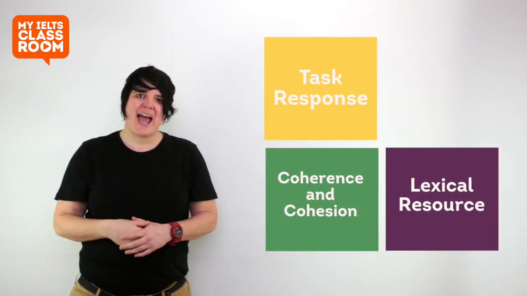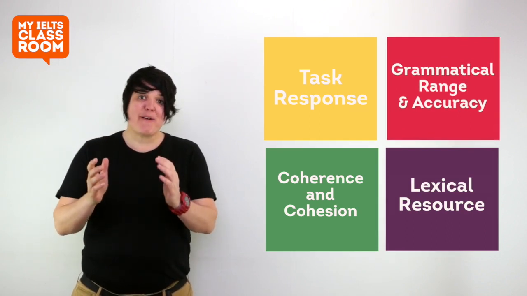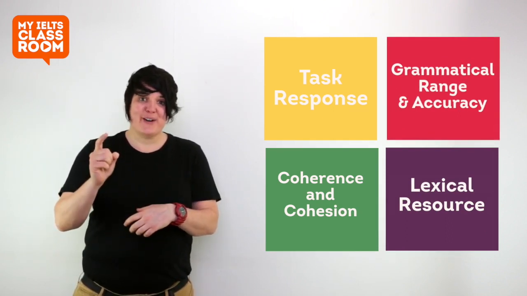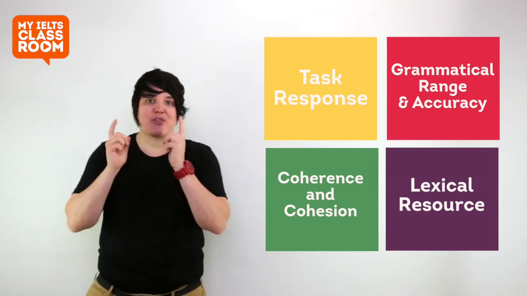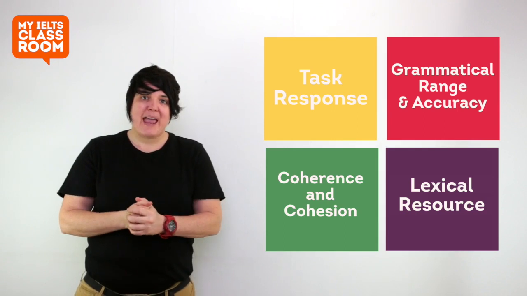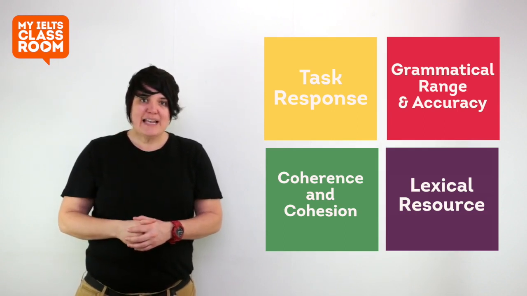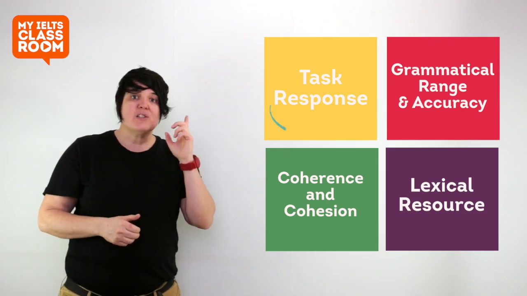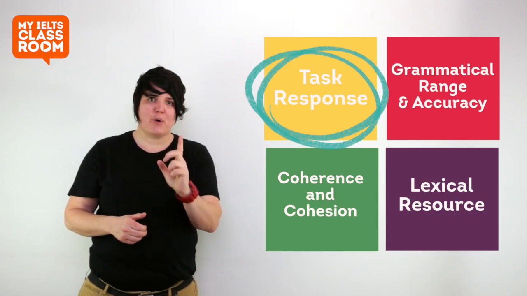The IELTS exam assesses your writing task 2 in 4 areas: task response, coherence and cohesion, lexical resource, and grammatical range and accuracy. Now, if you have watched the task 1 videos where I talk about the band descriptors, you will see that these are very similar. In fact, there's only one major difference. In task 1, we have task achievement, not task response.